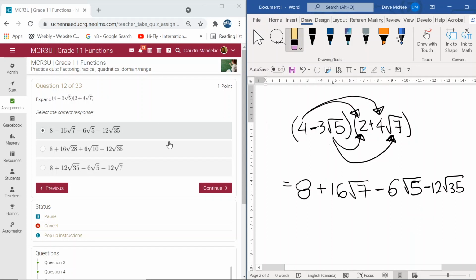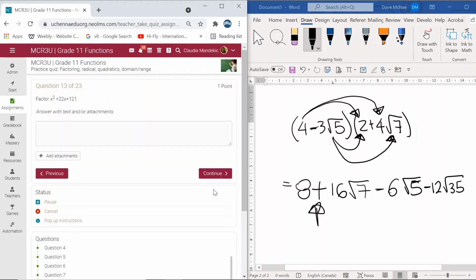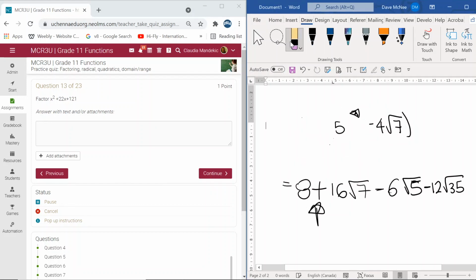Looking at my answers here, I made an error in one of the answer solutions. This is the correct answer. 8 minus 16 root 7 should actually be 8 plus. So there is a typo in the answer sheet, but this is the correct answer. And I will award a point to all of the students that did this question, because the error is on my end. Okay, moving on to the next question.